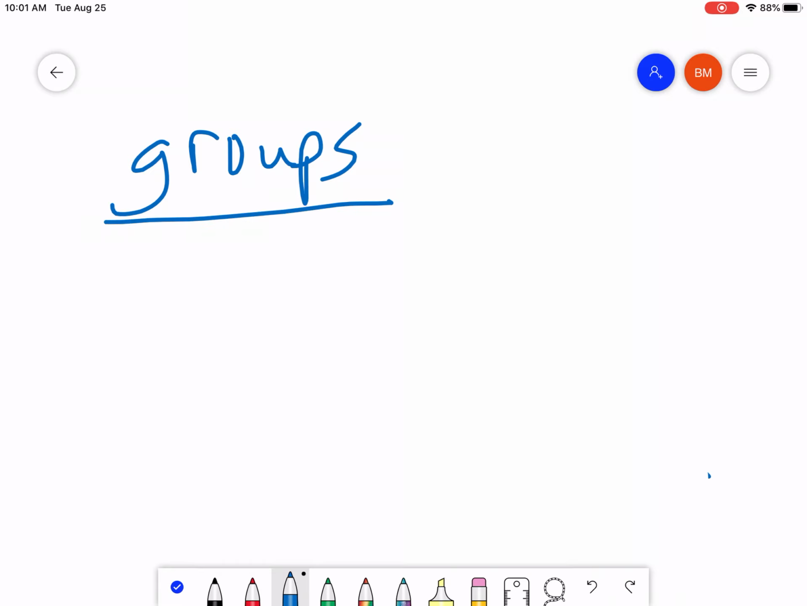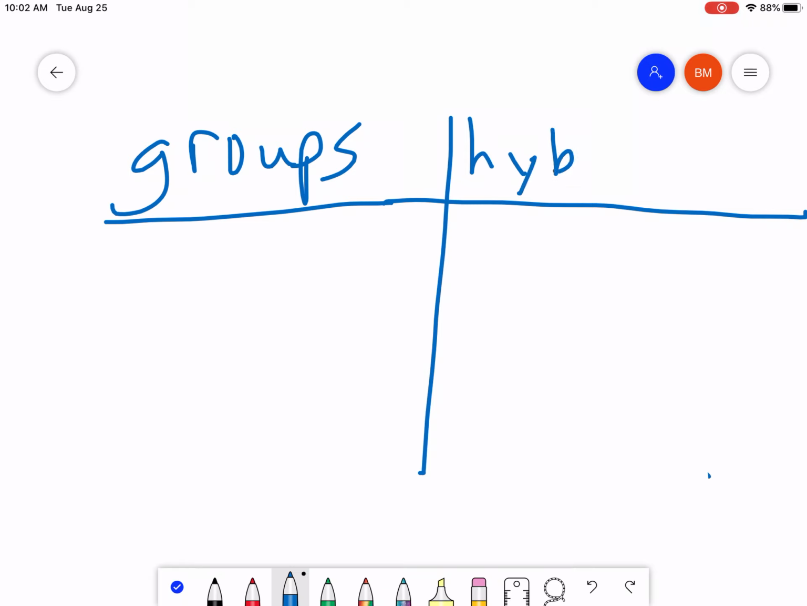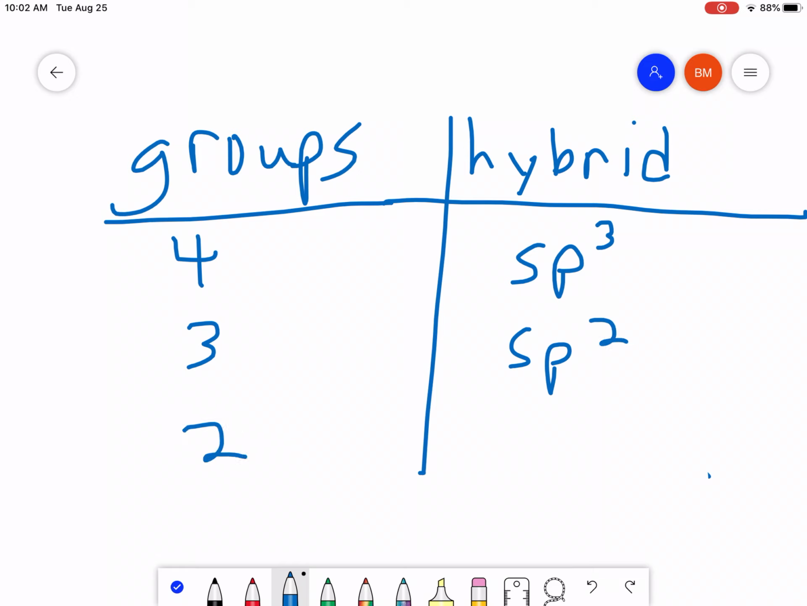It's very simple. If you have 4 groups on an atom, its hybridization is going to be sp3. If you have 3 groups, it's sp2. 2 groups, it's sp. That's it. Very, very simple, very straightforward, but very accurate as well. All right. So if you can look at an atom in a molecule, count the number of groups, then you're golden. You can tell immediately what type of hybridization it's going to be.